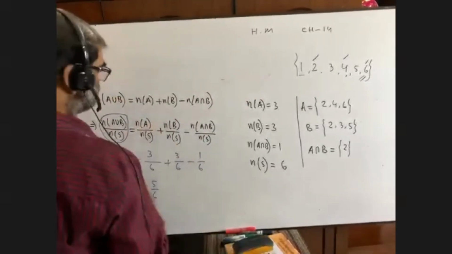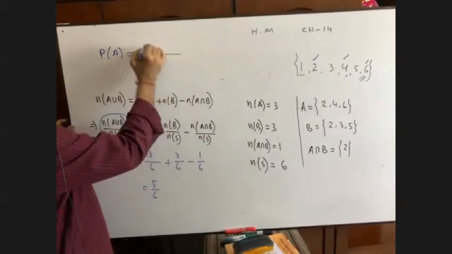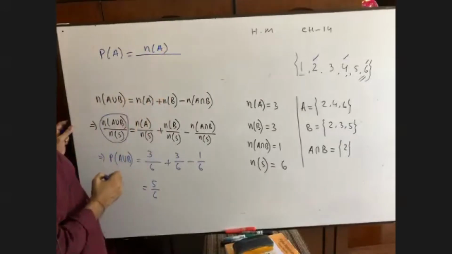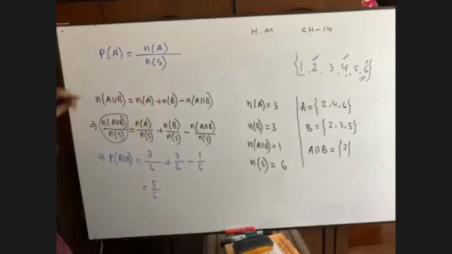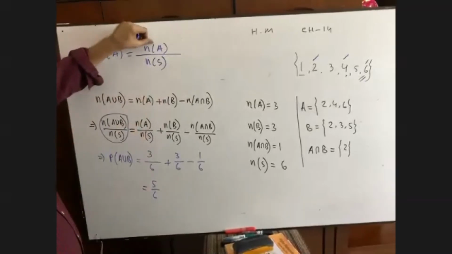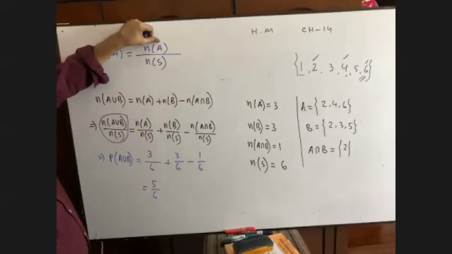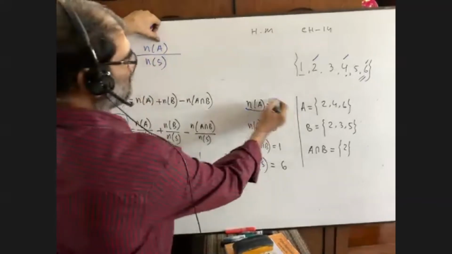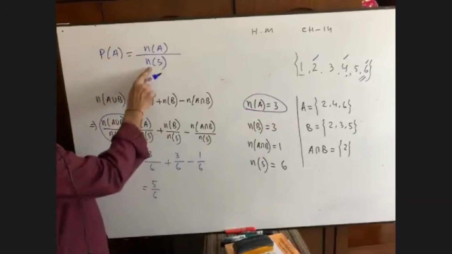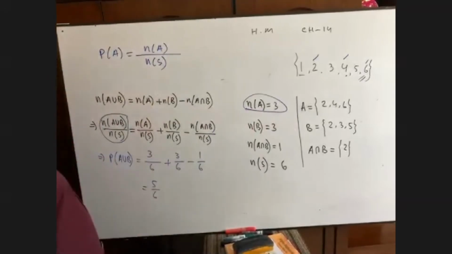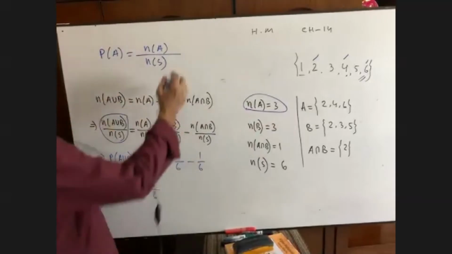Please pay attention. What is meant by P of A? P of A means how many A are there by total sample points. Am I right? Favorable events by total outcomes. Favorable events means how many A, number of A is what? 3. It is called favorable. And total outcomes is what? 6. Suppose you are told to find P of A, I mean P of A means even number, then you would find easily 3 by 6.